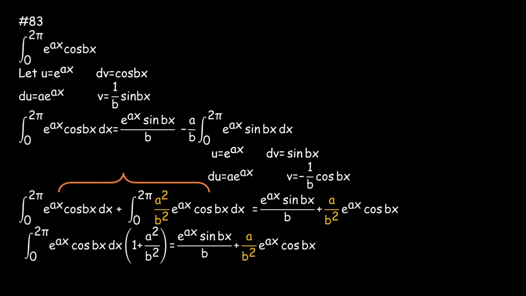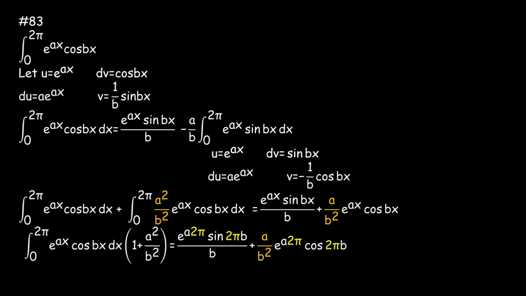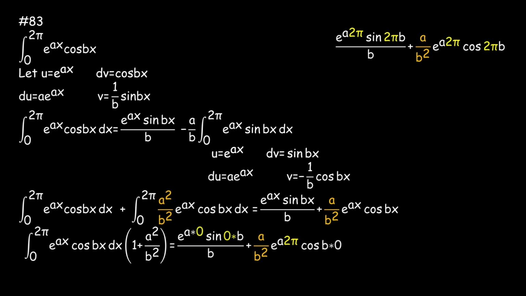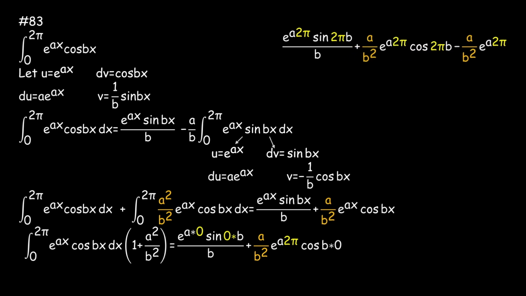Well, we're going to first go ahead and substitute 0 to 2 pi, right? If we put 2 pi in here, we will get e to the power a 2 pi sine 2 pi b over b plus a over b squared e to the power a 2 pi cos 2 pi. We substitute the 0 as well, and then we subtract it from that. So when you substitute 0, you should get this value, which you would subtract from the first term.